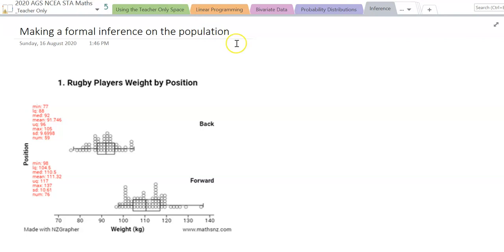Hi, in this video we're going to look at how we go about making a formal inference on a population. We'll use the data sets that you're used to, so you'll recognize this one, rugby players' weight by position. At the start of the exercise, you will have posted a question about this.